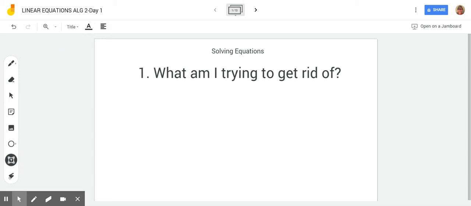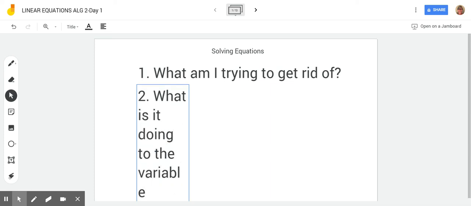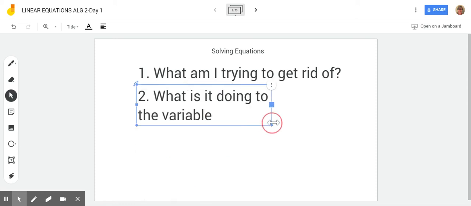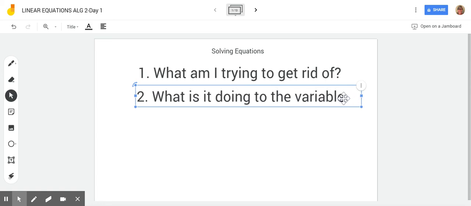Second question is going to be, what is it doing to the variable? All right, so that is the second question. And I will repeat these again and again and again. Why can I not do this, guys? Here, let's try that. Okay, this is going to bug me. I need to get in there. I need to put in a question mark. Okay, there we go. Geez, wouldn't let me do it.